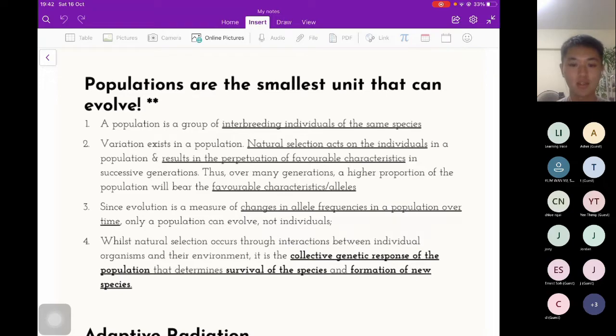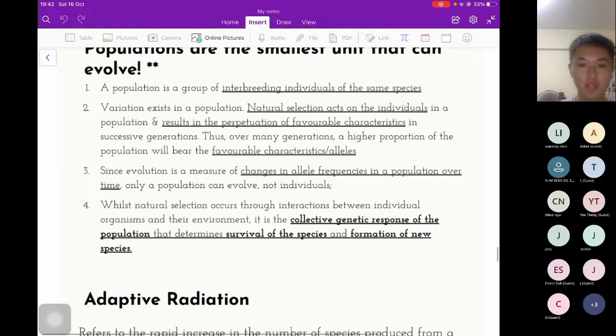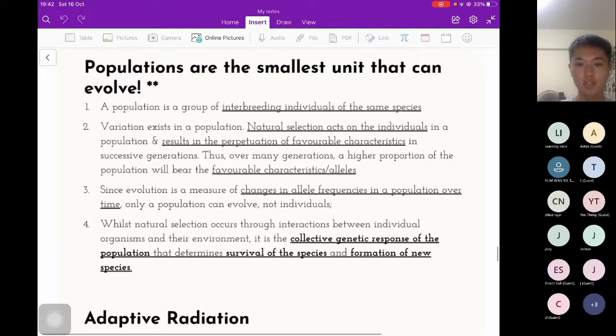Okay, nobody. Okay. So natural selection occurs through interactions between your individual and their environment, but it is the collective genetic response of the population that determines the survival of the species and the formation of new species. Okay? If no one has any questions, then I'll move on. This is not an easy concept to grasp. But if all of y'all are okay, then we move on.